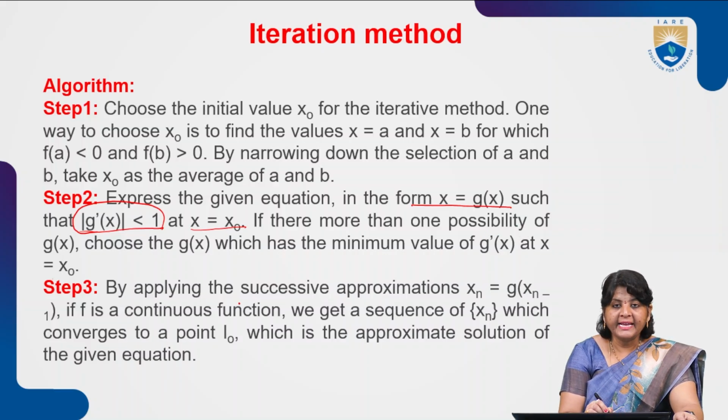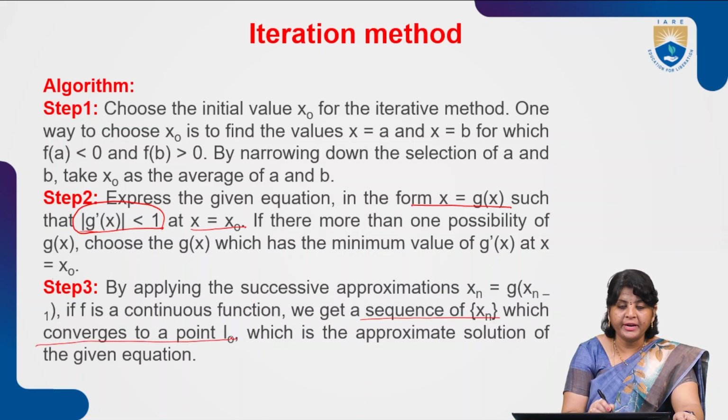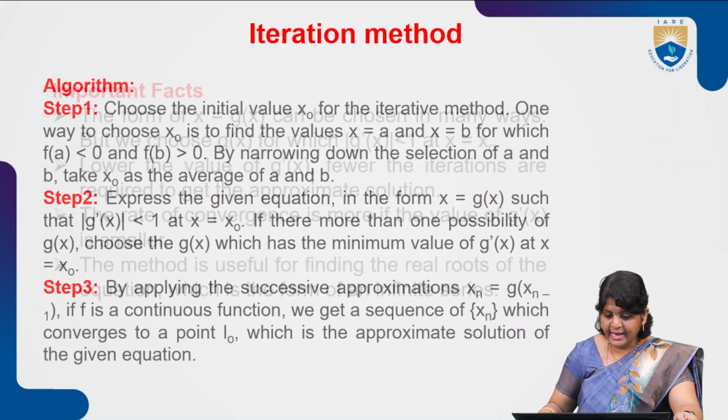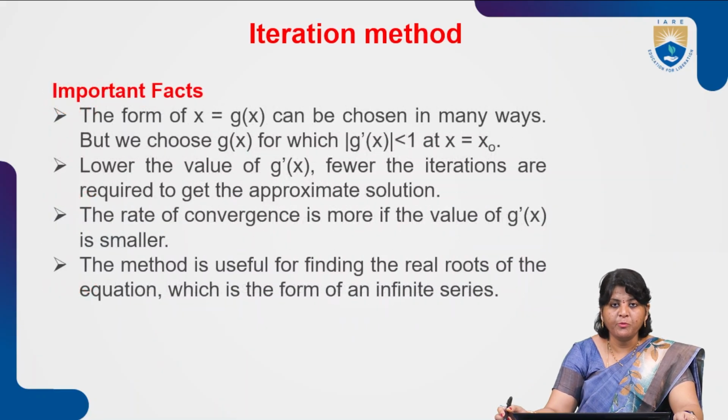Step 3. By applying successive approximation, xn is equal to g of xn minus 1. If g is a continuous function, we get a sequence of xn which converges to a point which is the approximate solution of the given equation. So in this way, we will calculate the root of the given polynomial.